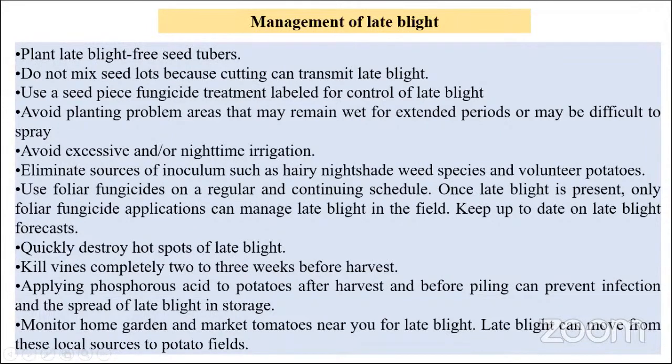If any confined area is affected by the late blight, that part has to be completely destroyed, and crop rotation and all the cultural practices need to be followed, so that non-host crops can be planted there and the pathogen cannot survive or multiply. Kill the vines completely 2 to 3 weeks before harvest. Application of phosphorous acid to potatoes after harvest and before piling can prevent infection of late blight in storage conditions.